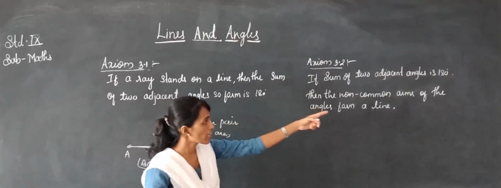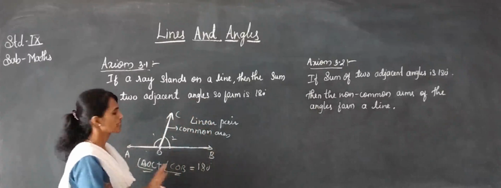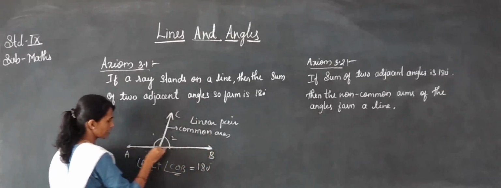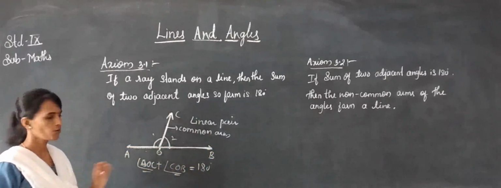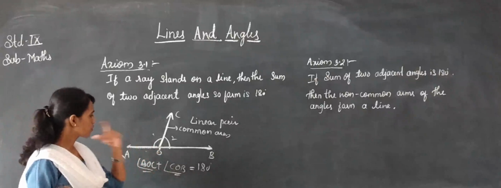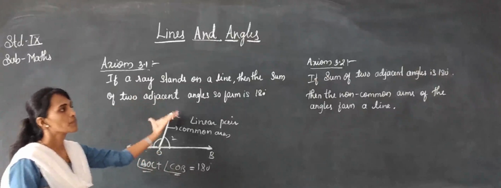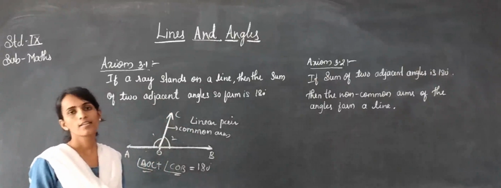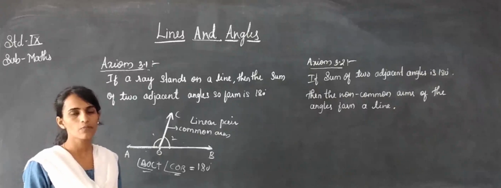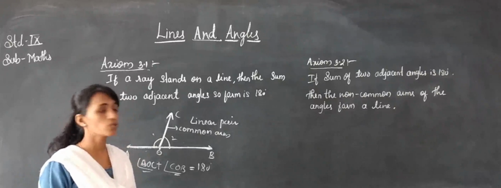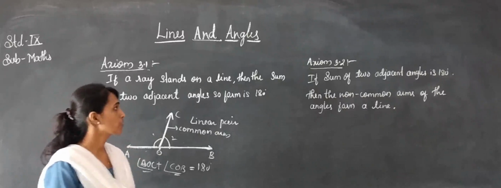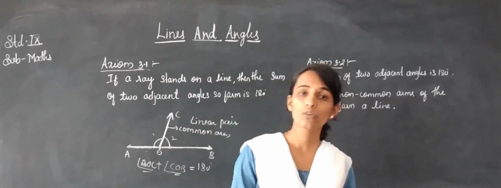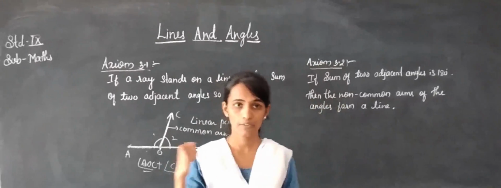The non-common arms OA and OB of the angles form a straight line here. Yes or no? So this is a straight line. The non-common arms of the two adjacent angles form a straight line, which means 180 degrees. So these are the two important axioms. Depending on this, a very important theorem is there. Very important means you have to read it and practice it. I will explain now.